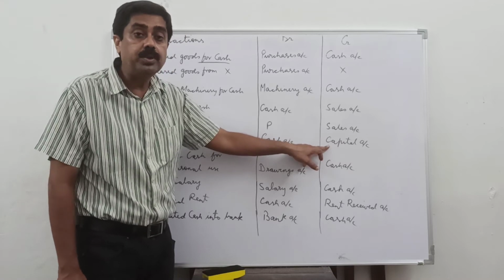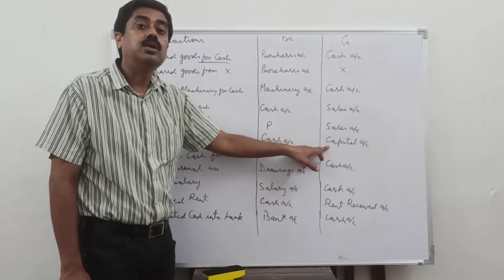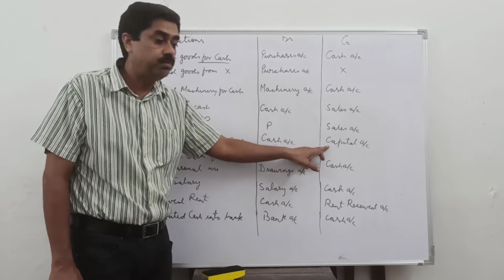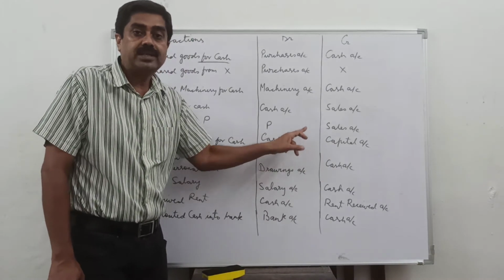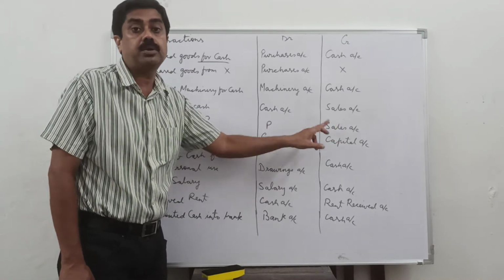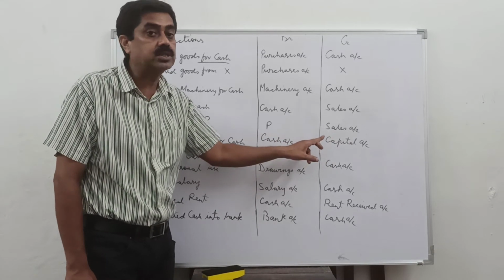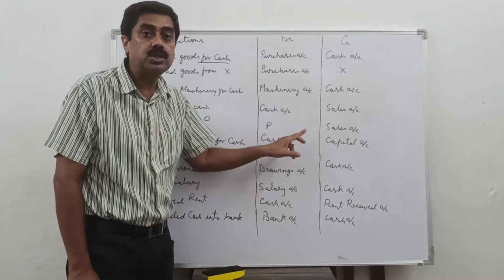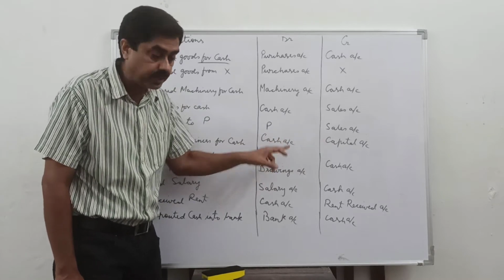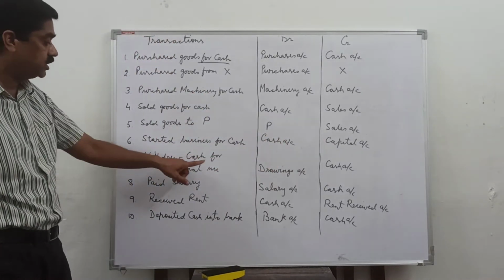You will not open the name of the proprietor. You may write the name of the proprietor before capital. Suppose X starts a business, so you write X's capital account. But you will not write X's name, the proprietor's name does not come in the business accounts anywhere. Take note of that. Then we have withdrew cash for personal use.